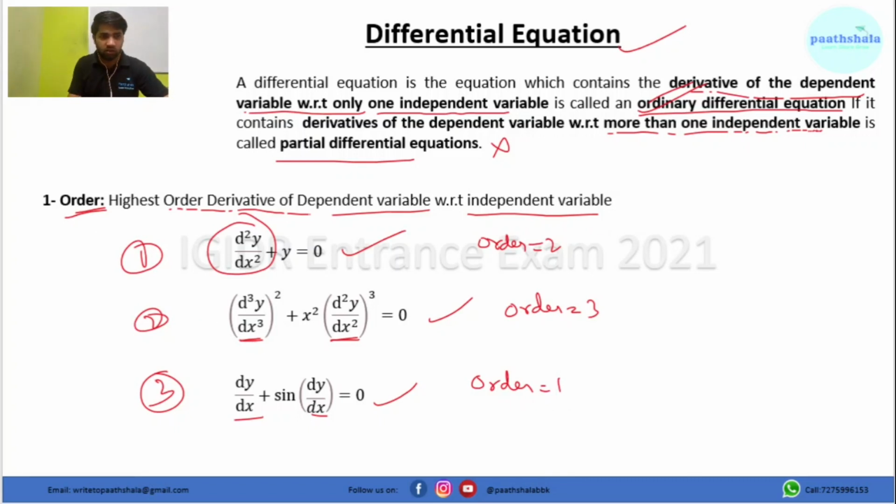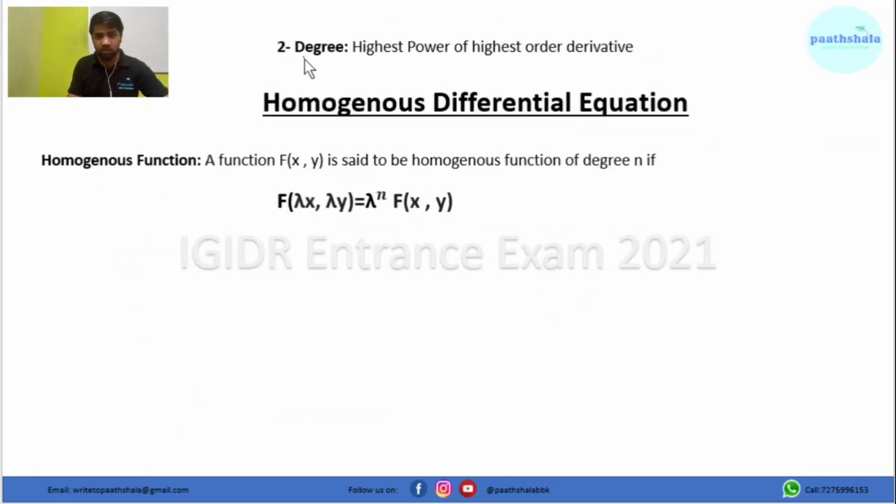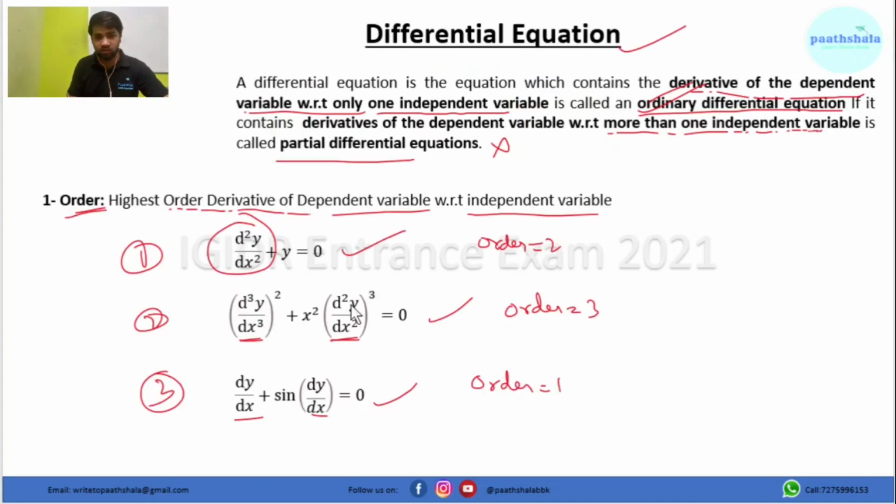Now let's talk about the second important term, that is degree. What is degree? Degree is basically the highest power of the highest order derivative. Now let's understand with these three examples. Here you can see that the highest power of the second order derivative is 1, so in this case the degree will be 1. In this situation, the highest order derivative is 3, but its maximum power is 2, so in this situation the degree will be 2.